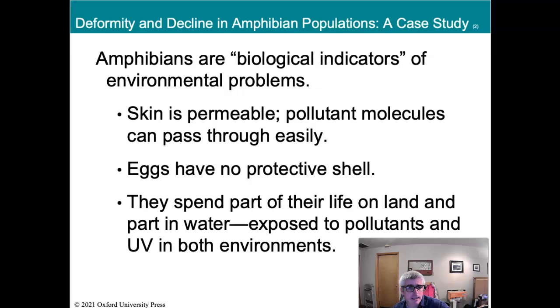And so amphibians are good biological indicators of environmental problems. And a biological indicator is an organism or suite of organisms whose condition reflects the environment. Other examples of that include a number of stream indices based on invertebrates, so that the type of insects that you see in streams is a good indication of the overall health of that stream.